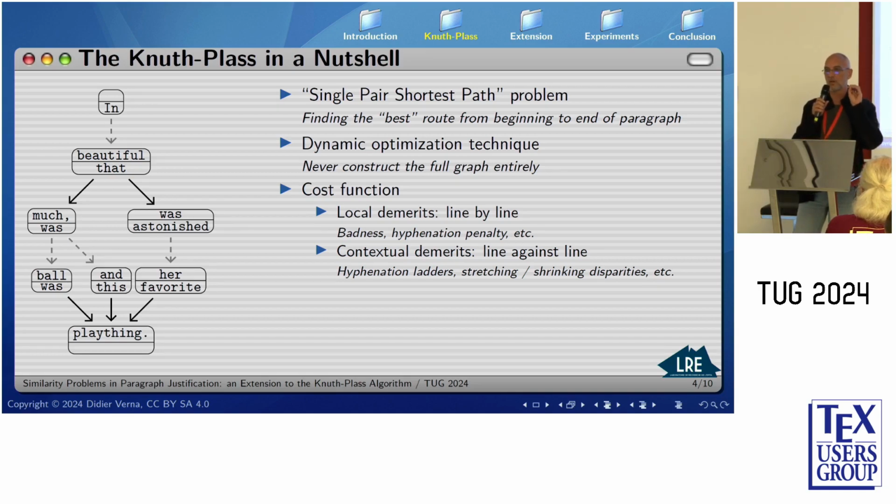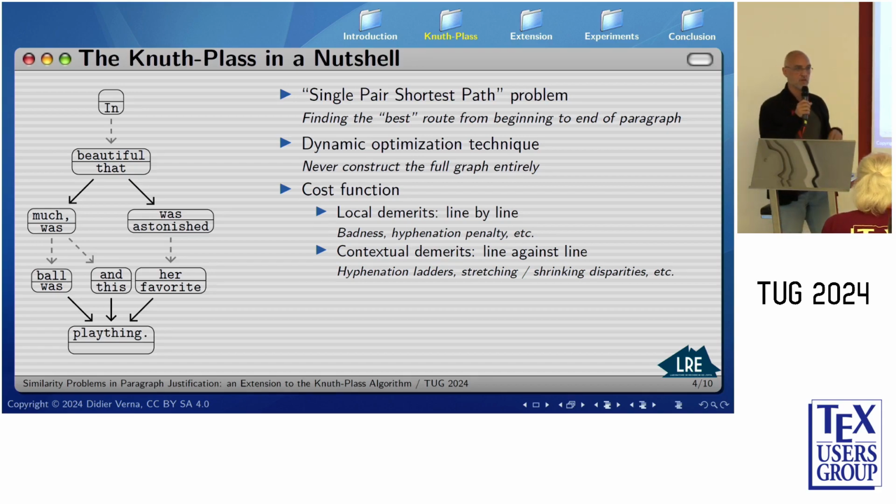You extract the line from the paragraph, you just look at it, and you compute a cost for this line. So within the local demerits, what you have is the notion of badness, which is a penalty which represents the fact that if you stretch or compress a line, then the cost will be higher compared to the natural spacing between the words. This is also the case where you apply a hyphenation penalty for lines ending with a dash, for instance, and so on. So that's the local demerits.